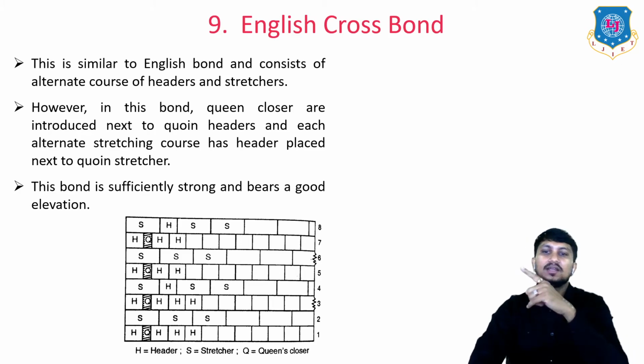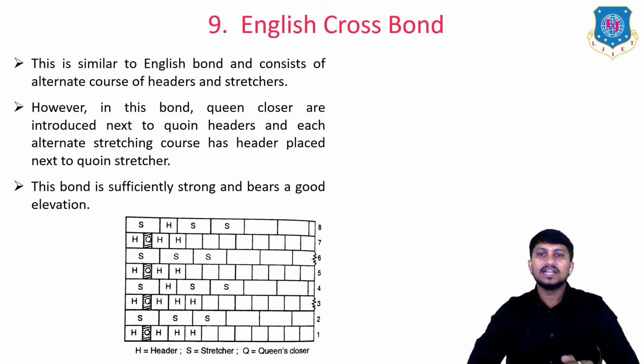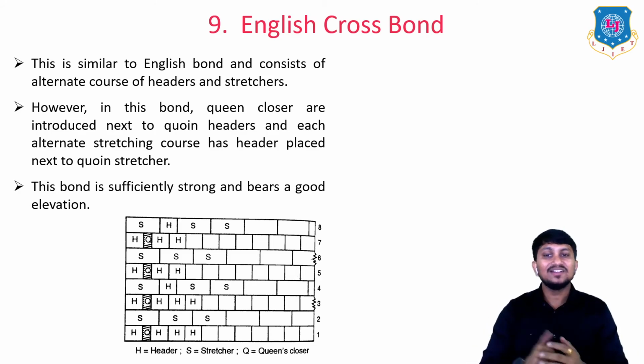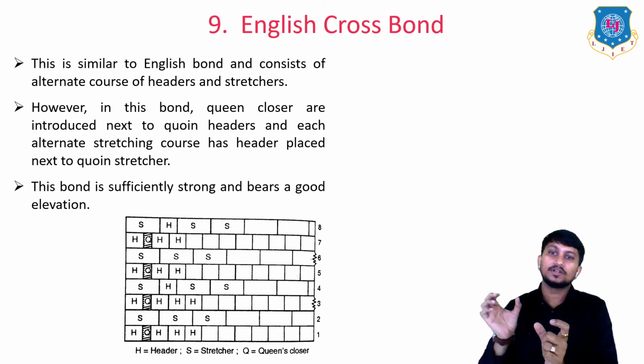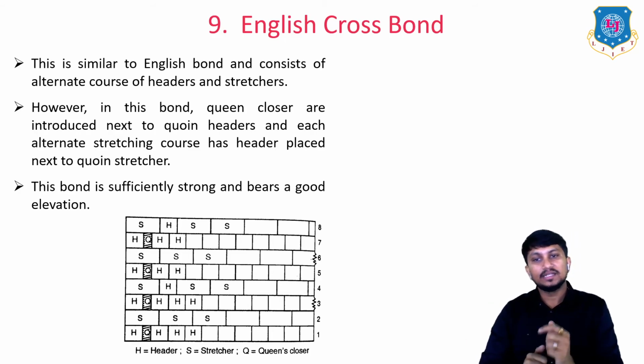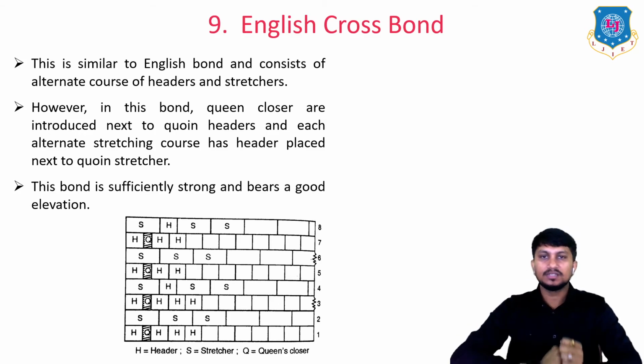Okay, you can clearly see queen closers are used next to queen header, which is nothing but the header at the corner. Okay, each alternate stretching course has a header placed next to queen stretcher. Okay, you can clearly see in alternate stretcher courses, one header is introduced after queen stretcher. And in all header courses, okay, a queen closer is introduced after queen header. Okay, this is the main difference between English bond and English cross bond. This bond is sufficiently strong and bears a good elevation compared to English bond.